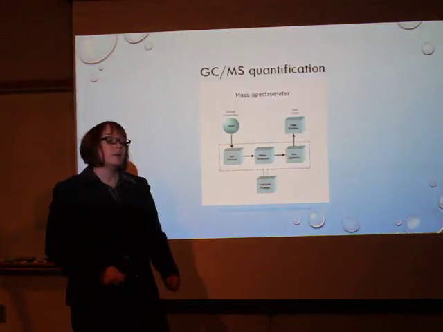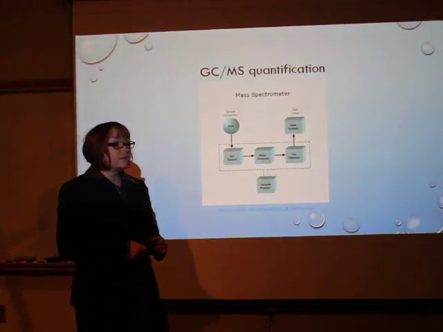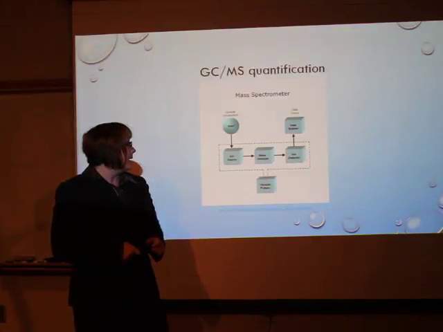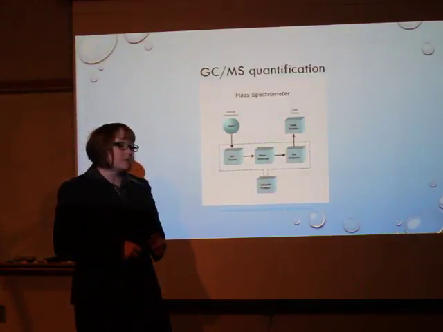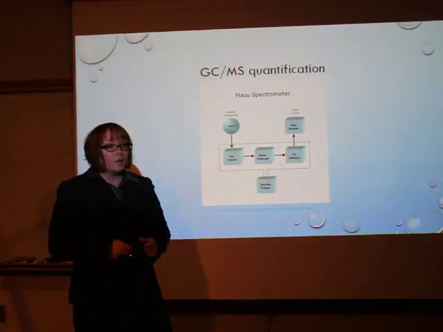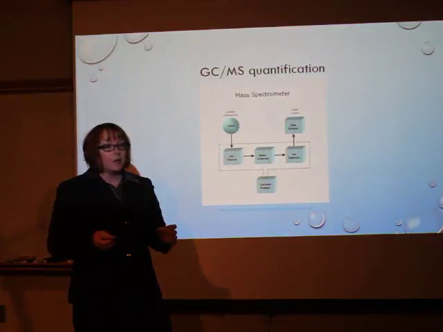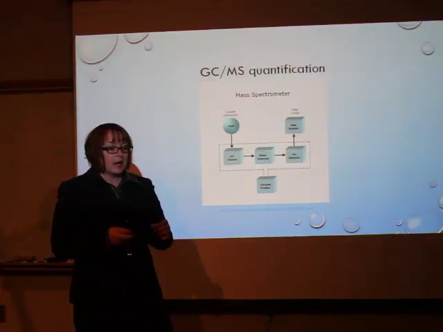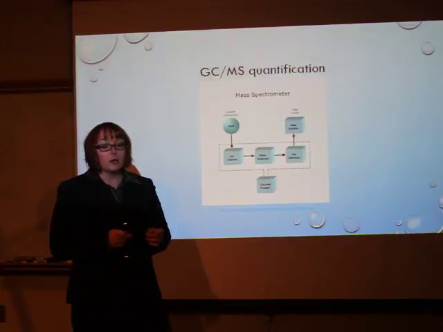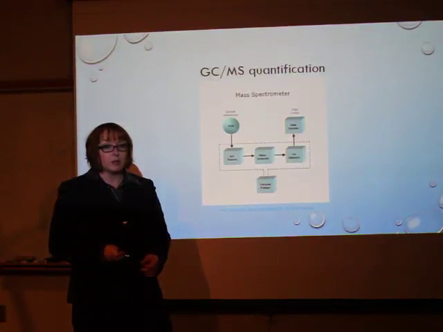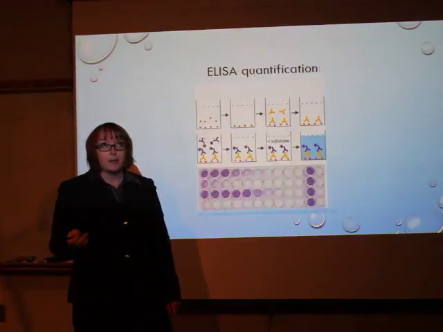GCMS has also been popular in terms of quantification. It's very sensitive, but the problem with using a mass spectrometer to quantify is that it only takes into account the entire algal toxin. If the toxin fractionates at all, it does not take into account those particular levels.